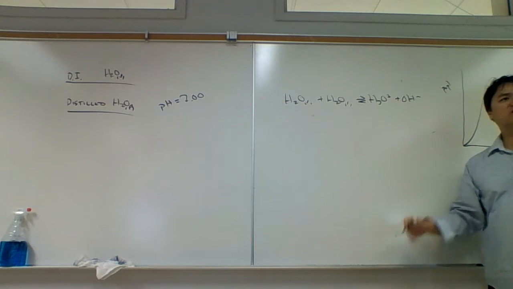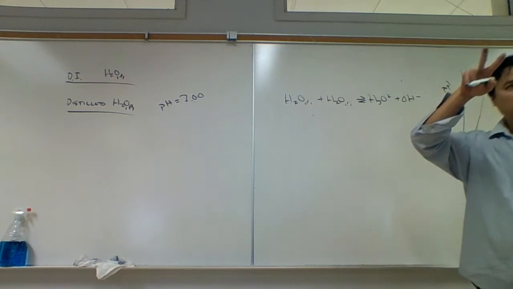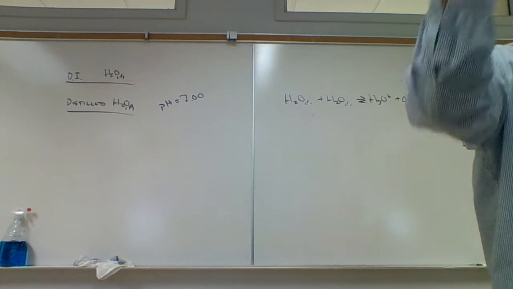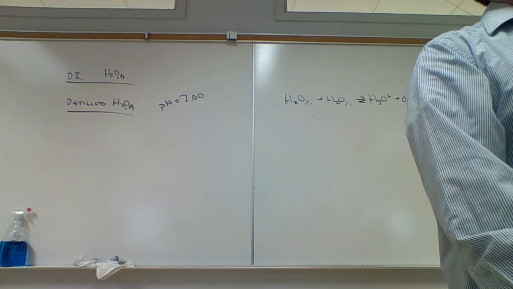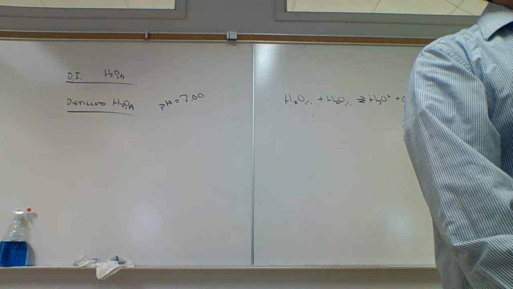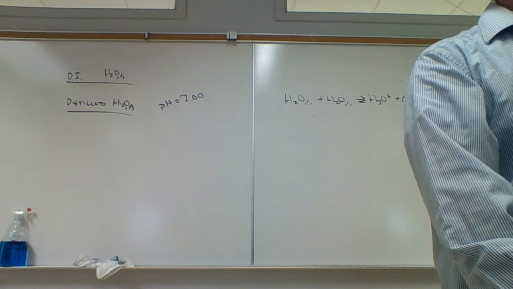If we generate more hydronium, what does that mean for the pH? Now it's an inverse kind of relationship. The more hydronium we generate, the lower the pH. And so if the temperature goes up, I expect the pH to go down for pure water.